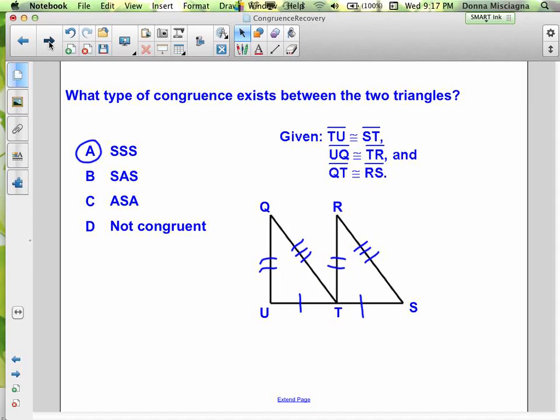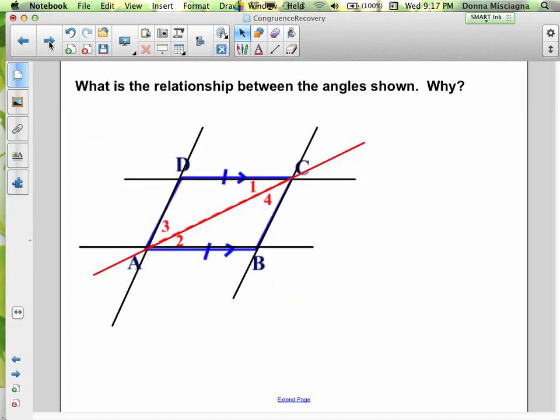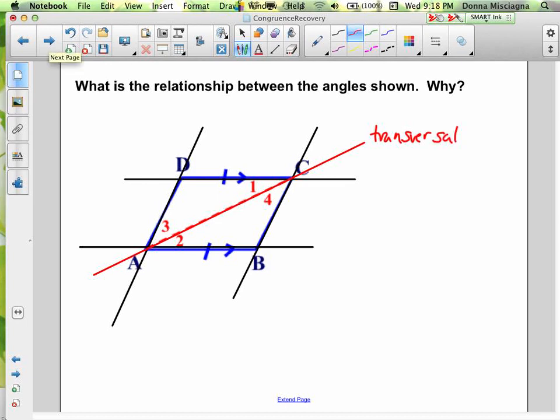I think all the rest of these are pretty much problems for us to solve. Every so often we have a little review question in, just to remind you, because it might come up in another problem later on. We want to know the relationship between the angles shown. Notice that you have parallel lines cut by a transversal.